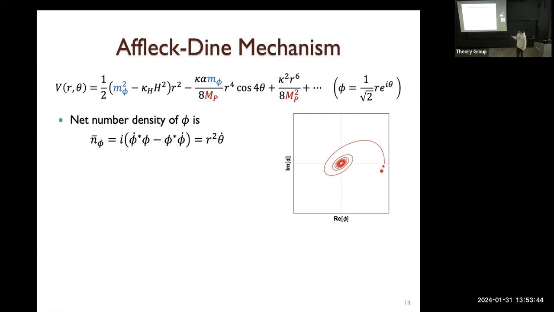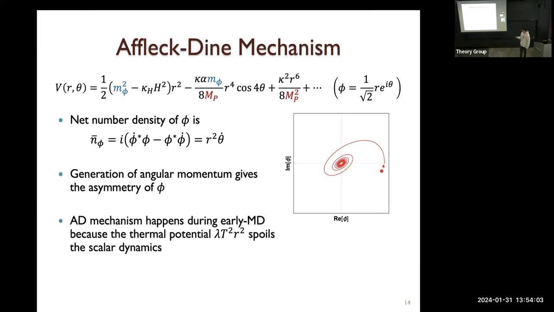And the number density of phi can be written in this form, which is nothing but the angular momentum of this complex scalar field in this complex plane. So generation of this angular momentum gives the asymmetry of phi, and this is the well-known Affleck-Dine mechanism.